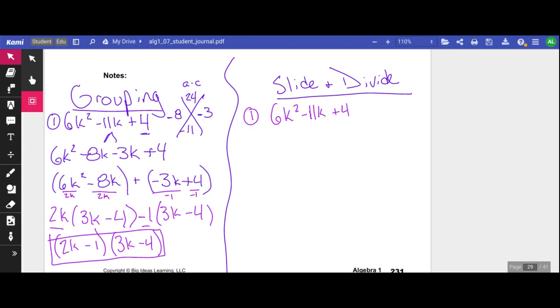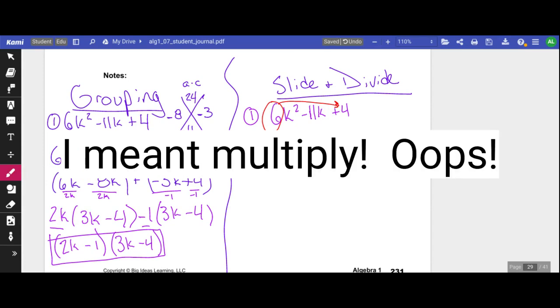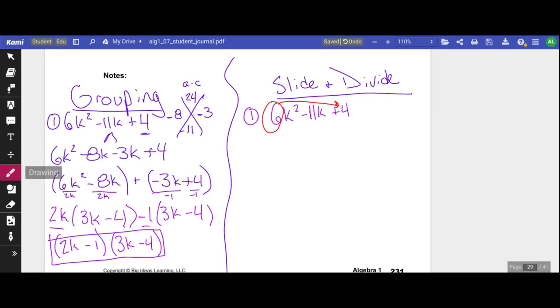Essentially, the first thing you want to do for slide and divide is take this first term, this a, just the coefficient, and multiply it by this c. And this is part of why I'm not crazy about this method sometimes, because there's really nothing in algebra that says we're allowed to do this. This is just one of those math magic things that works because it's a trick that always works. But here we go. We've got k squared minus 11k, and now 6 times 4, I get 24.